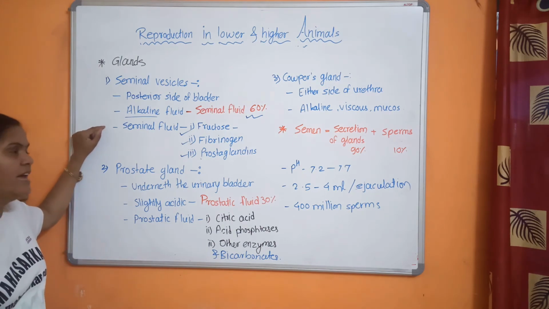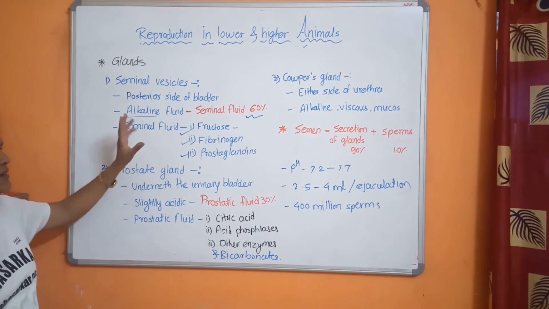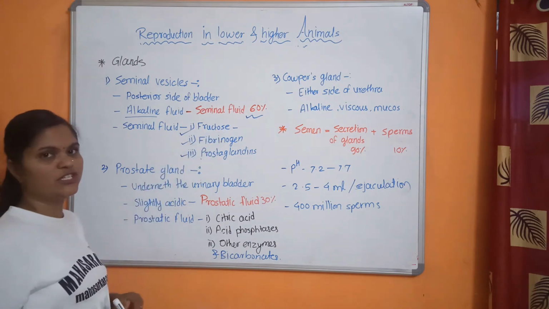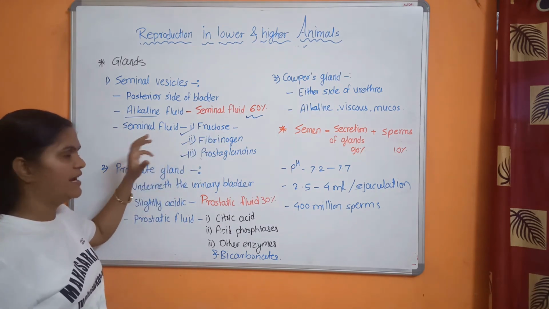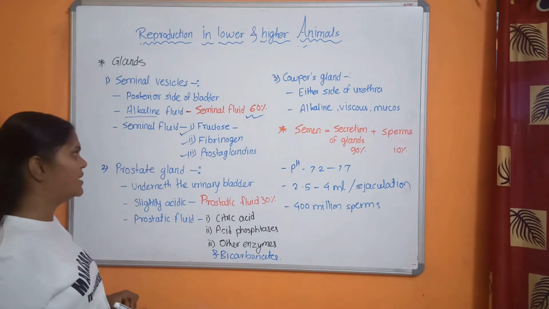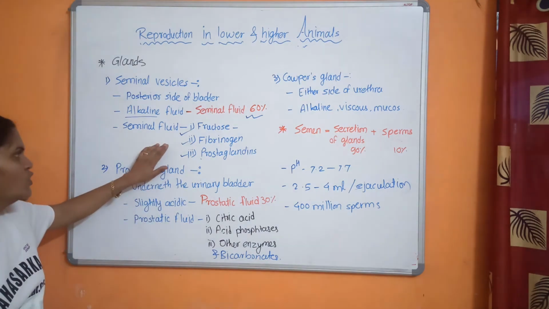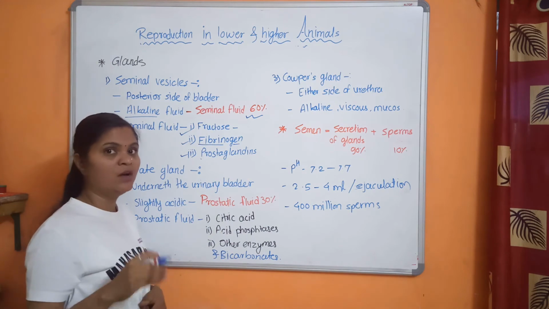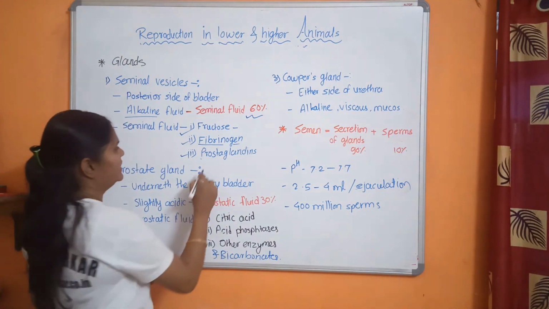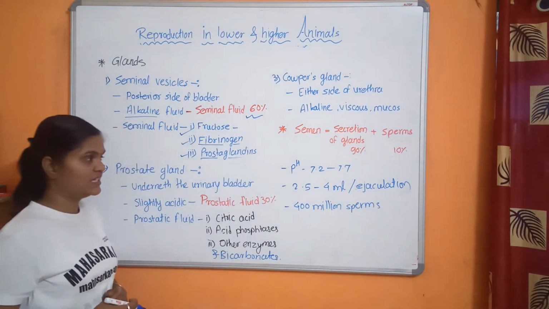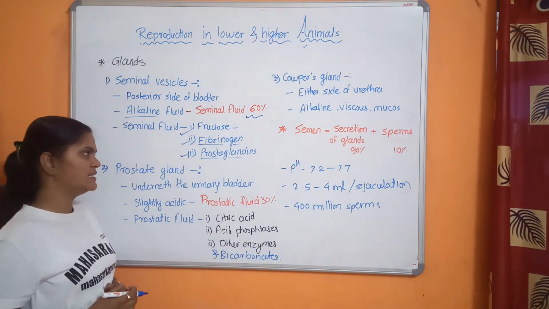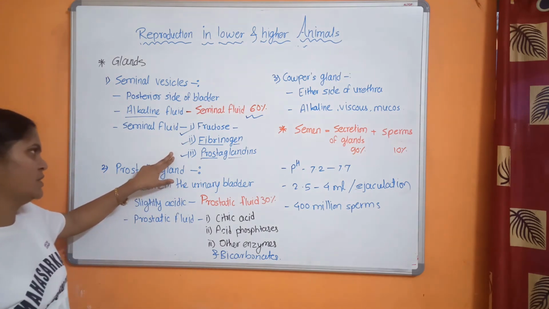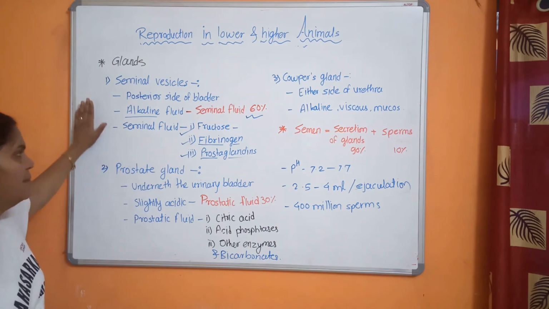Seminal fluid secretes three main substances. First, fructose, which is an energy source for the sperm. Then fibrinogen, which coagulates the semen for quick propulsion in the vagina. And prostaglandin, which stimulates reverse peristalsis in the vagina and uterus. So this is the seminal vesicle.